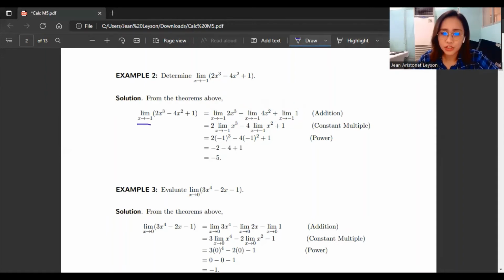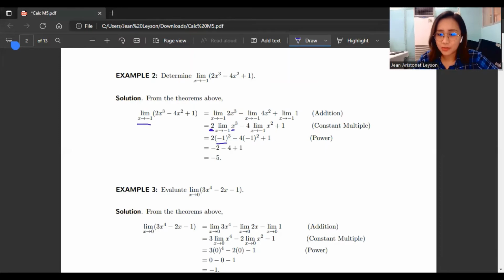So for the first term, 2x cubed, we can apply there the constant multiple theorem and the substitution theorem. So place or put 2 before the limit. Then here, we can apply substitution. The limit of x cubed as x approaches negative 1. Simply substitute negative 1 to our x. So that's negative 1 to the power of 3 or negative 1 cubed.